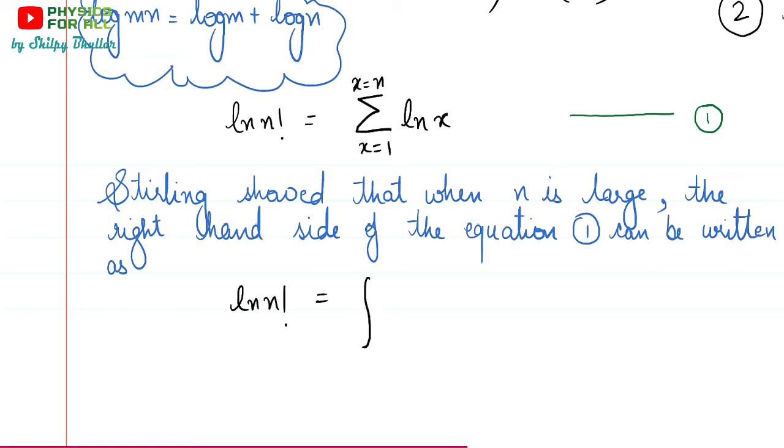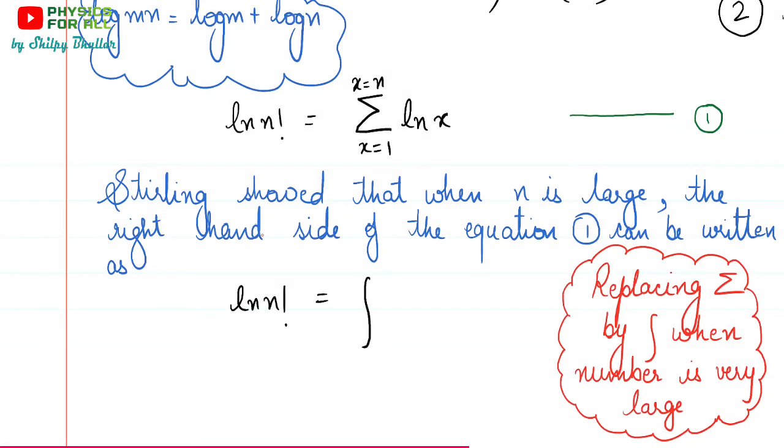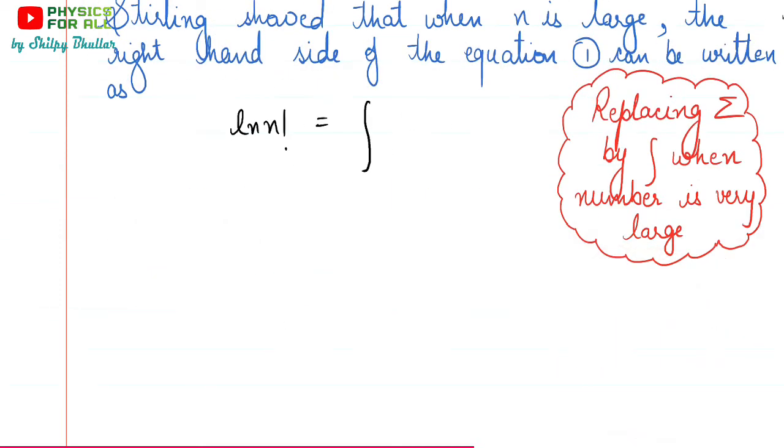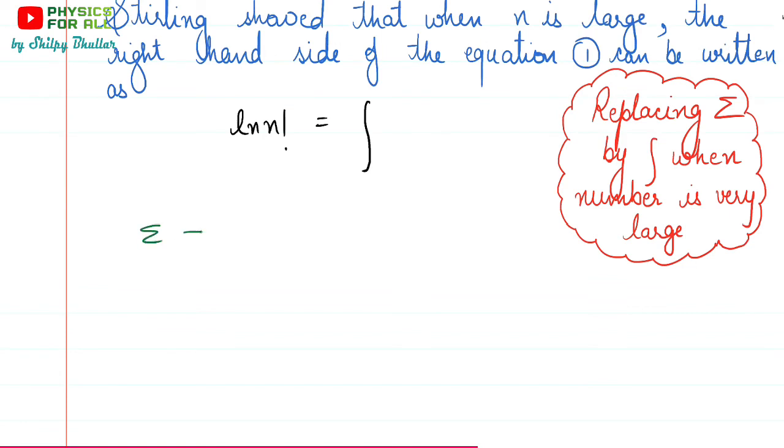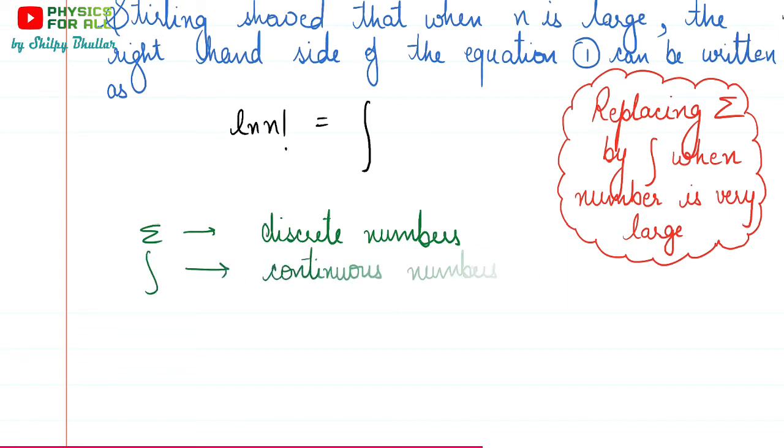We are replacing sigma by an integral. Why have we done this? Basically, the summation that we talk of is for discrete numbers, and the integral is for continuous ones. Discrete numbers are where we go for summation, when we can actually count the numbers. They are countable, simply like 1, 2, 3, 4, 5, 6 and so on.